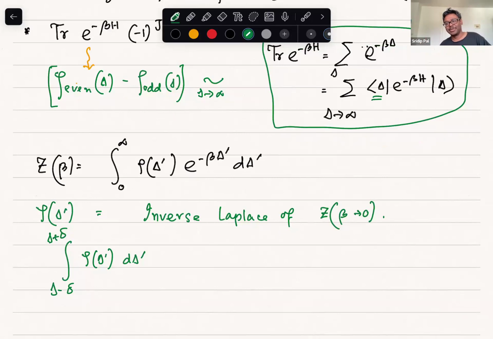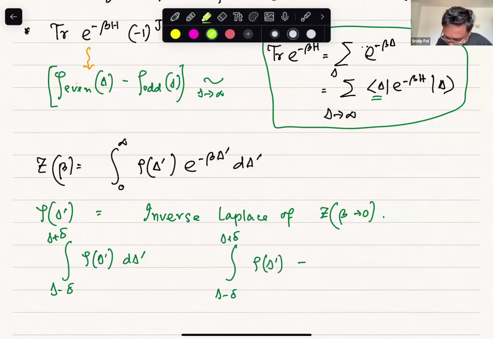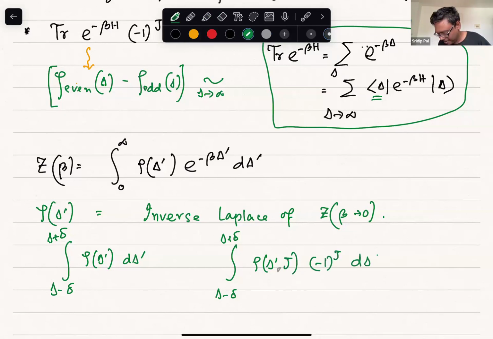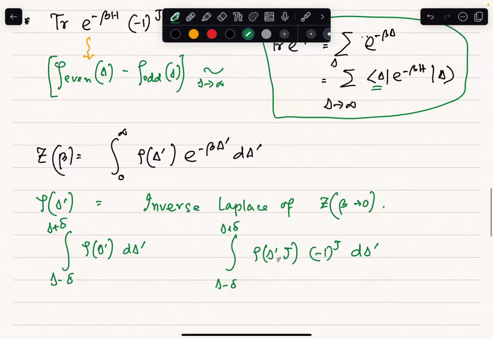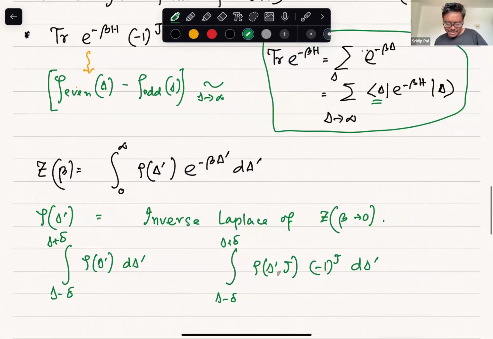Whenever there is an even spin, you count with plus. Whenever there is an odd spin, you count with minus. So instead of doing this, you bin this way: ρ(Δ'), sorry, I should write a spin also. There is a spin variable (-1)^j dΔ'. So is that clear now? Yes, this is good. Okay. Thank you.